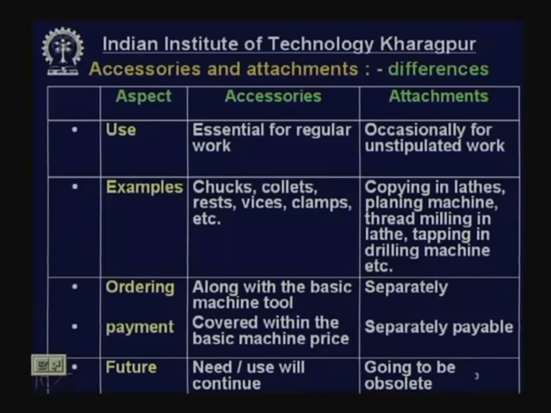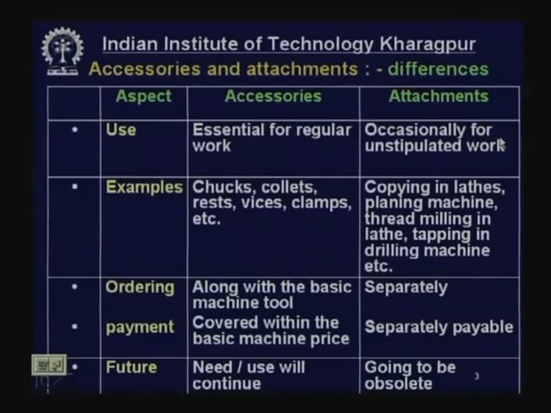Now, let us have a quick glance at accessories and attachments. Accessories and attachments are both used in machine tools, but there are differences. What are the differences between accessories and attachments? In respect of use, accessories, remember, are essentially used for regular work. Each machine tool is specified for a range of activities. This is called stipulated work, and for conducting the stipulated activities, some extra devices are to be incorporated into the machine tool.